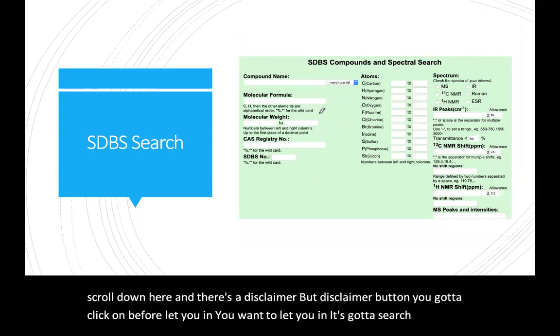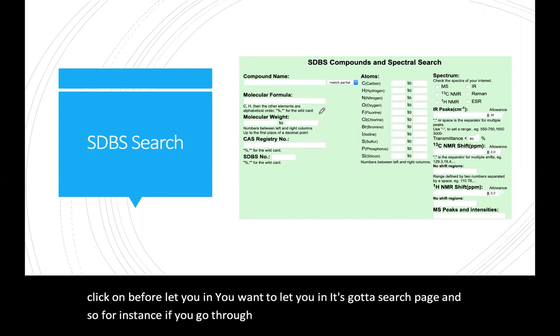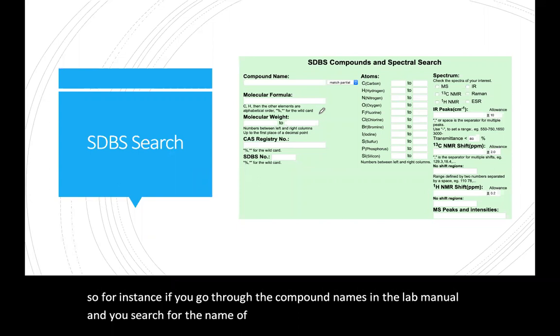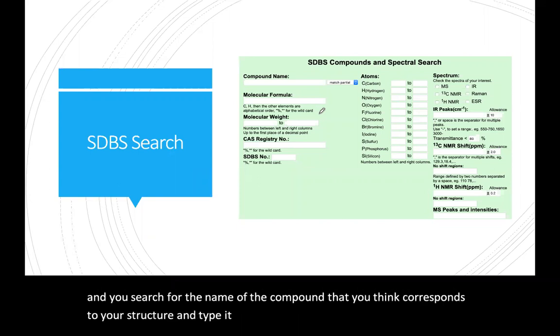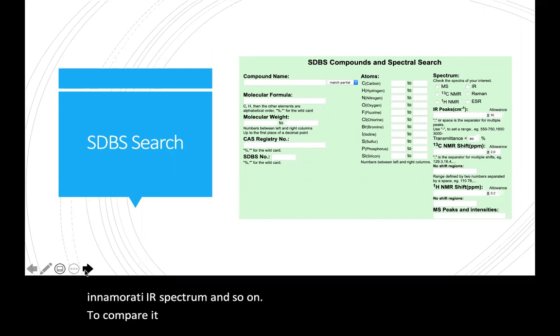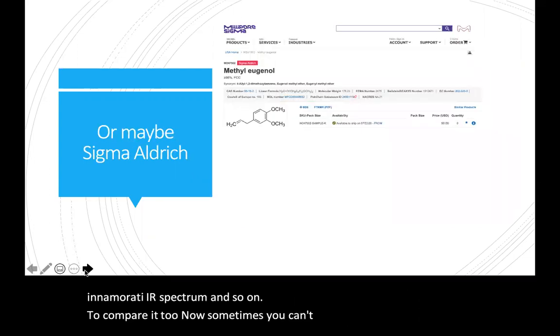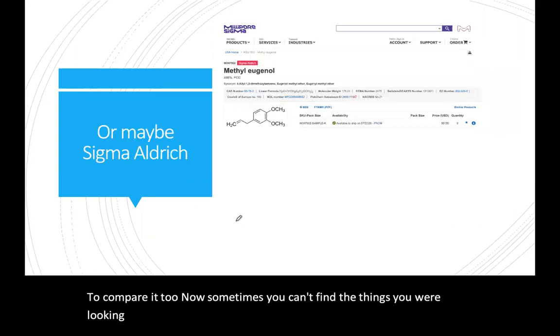And so, for instance, if you go through the compound names in the lab manual and you search for the name of the compound that you think corresponds to your structure and type it in, you can find its proton NMR or its IR spectrum and so on to compare it to. Now, sometimes you can't find the things you're looking for in SDBS, so there are other resources too.